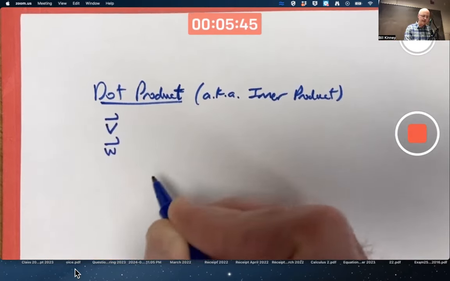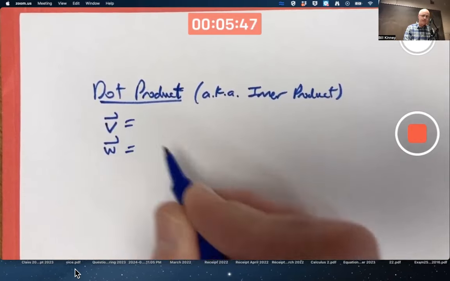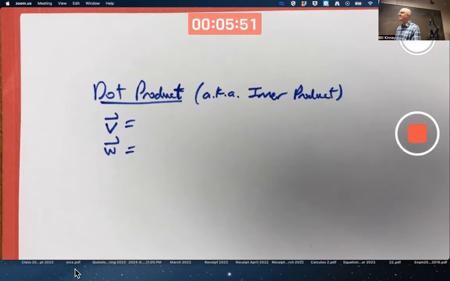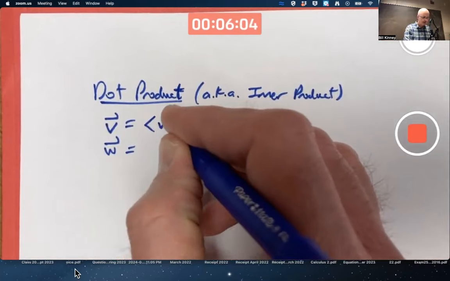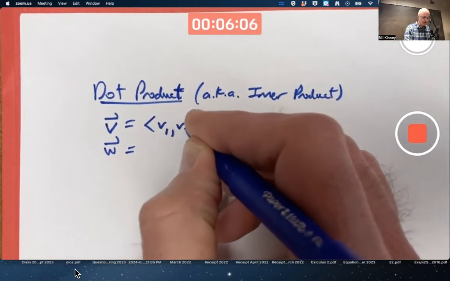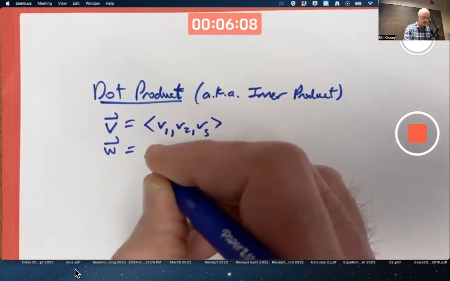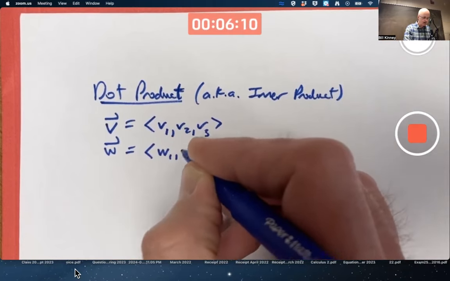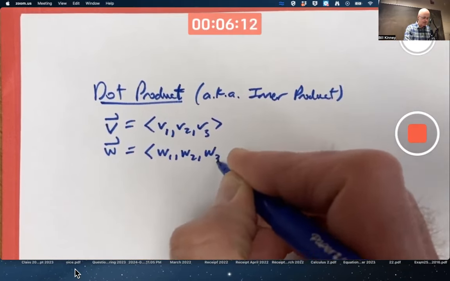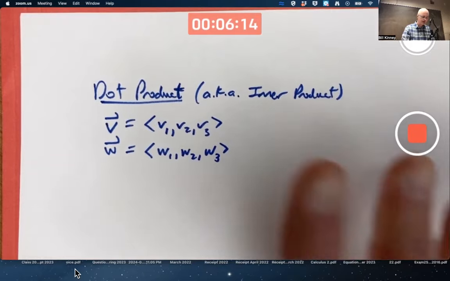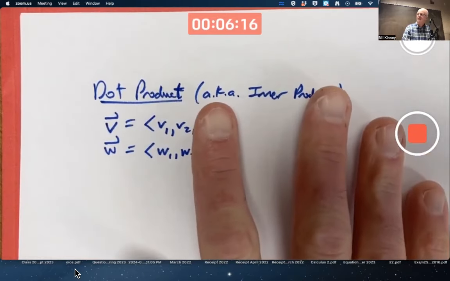Suppose we've got two vectors V and W. These could be two-dimensional vectors. I could write two components for each, but I will just write these equations as if they're three-dimensional vectors. Just realize the same kind of equations would hold for two-dimensional vectors. So the components of V are V1, V2, and V3. The components of W are W1, W2, and W3. If these were two-dimensional vectors, I would not have a third component.